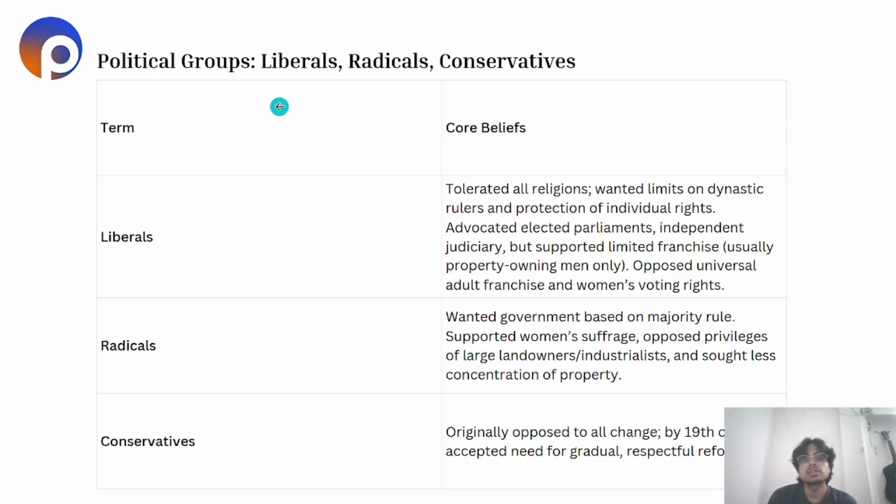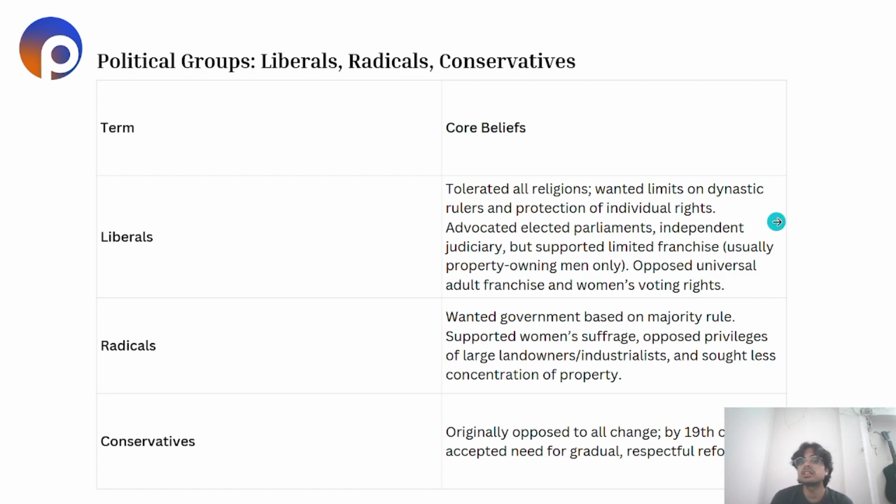Now, political groups: liberals, radicals, and conservatives. Liberals, here we are talking about the time period of the Russian Revolution. During that time, liberals were those people who tolerated all religions, meaning they wanted diversity. They wanted limits on dynastic rulers, meaning the top of the hierarchy, the autocrat, either the monarch or the king. So they were against him and wanted protection of individual rights. They advocated elected parliaments and an independent judiciary, but supported limited franchise.